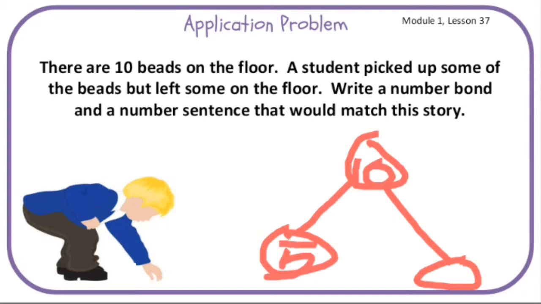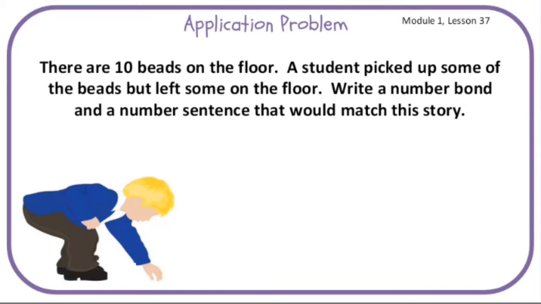Now, how many will be left on the floor? That means what will be in the other part of this number bond. Do you see that? If I count on from 5 to 10, let's see. 5, 6, 7, 8, 9, and 10. That means he left how many on the floor? 5. He left 5 beads on the floor. Wow, this is so interesting.